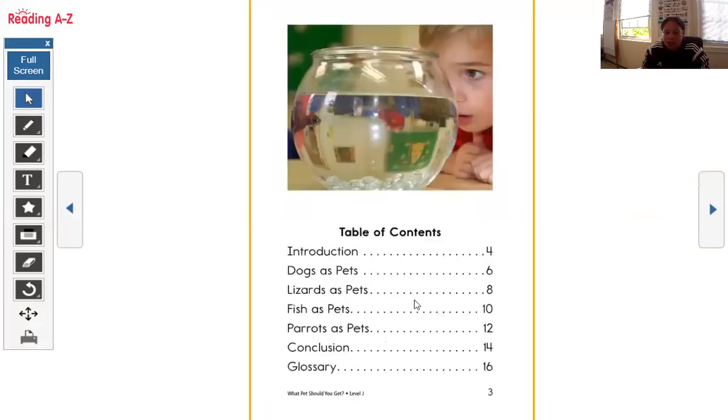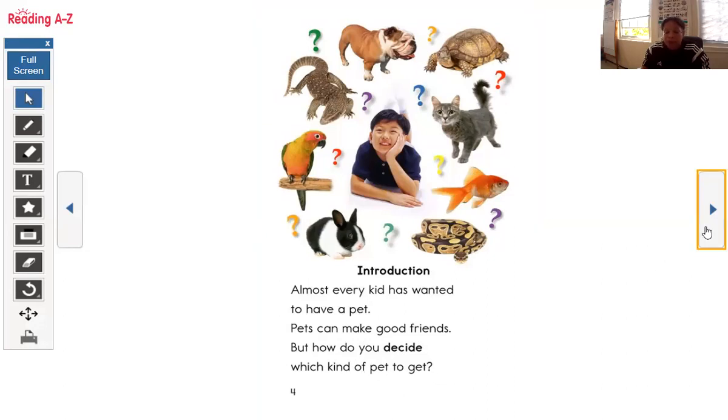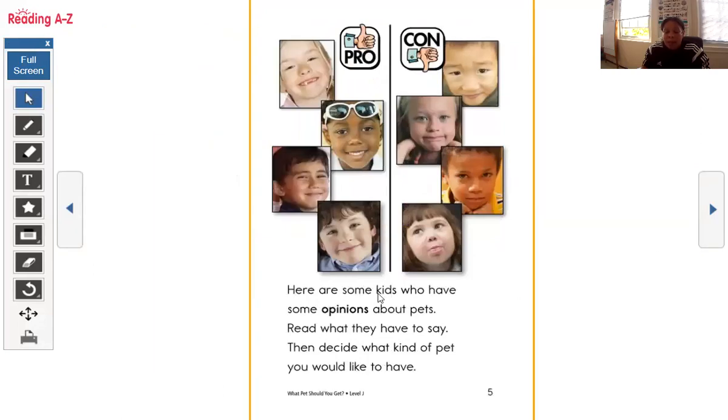Okay, so what pet should you get? All right, so it's nonfiction, with a table of contents and different sections: introduction, dogs as pets, lizards as pets, fish as pets, parrots as pets, the conclusion, and the glossary where all the meanings lie. Remember, you always read your headings. Introduction. Almost every kid has wanted to have a pet. Pets can make good friends. But how do you decide what kind of pet to get? Here are some kids who have some opinions about pets.